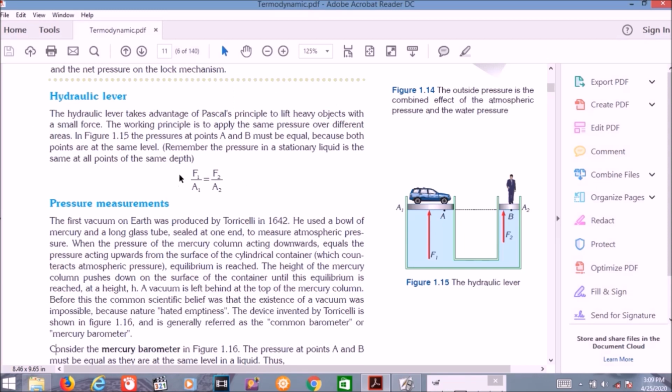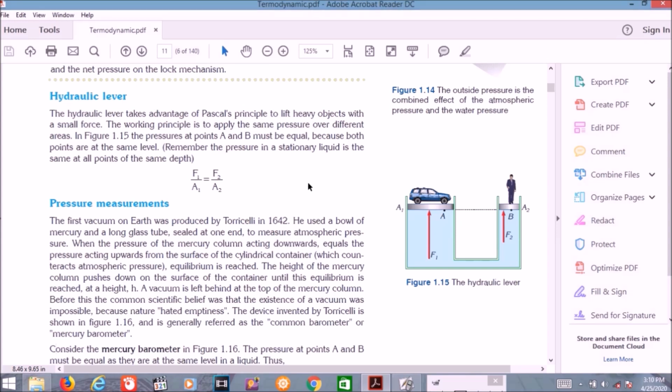We read together. The hydraulic lever takes advantage of Pascal's principle to lift heavy objects with a small force. The working principle is to apply the same pressure over different areas. This is very important. Figure 1.15. The pressures at points A and B must be equal because both points are at the same level. Remember, the pressure in a stationary liquid is the same at all points of the same depth.